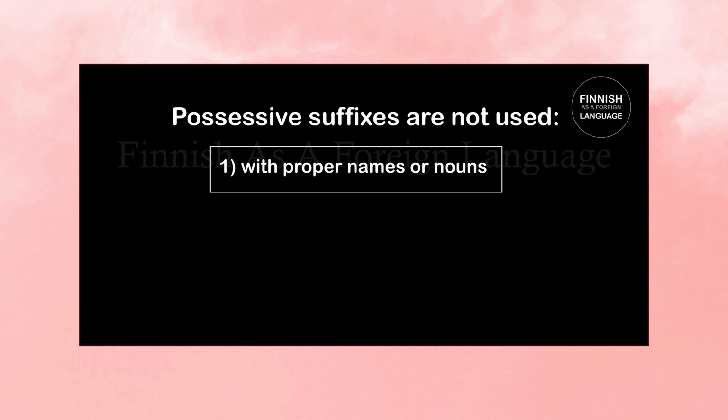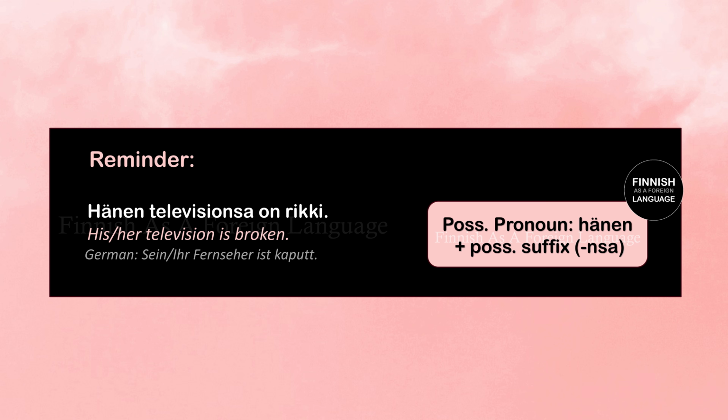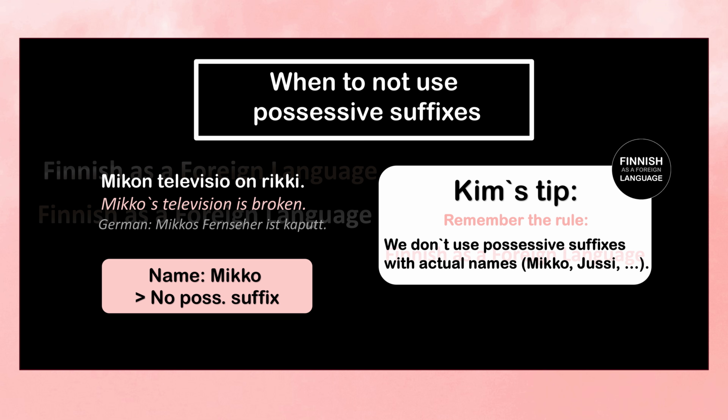So we don't use the possessive suffix with proper names or nouns. Let's take a look at one example. When we want to say his TV is broken, then we can say hänen televisionsa on rikki, means his or her television is broken. But if the hänen is instead an actual name, like for example Mikko or Jonas, then we don't use the possessive suffix. Instead we say Mikon televisio on rikki.